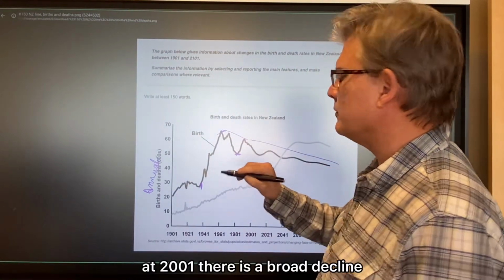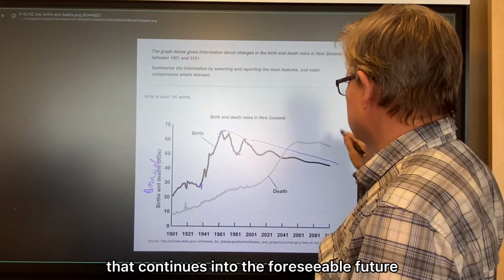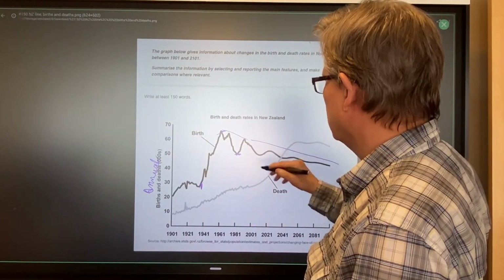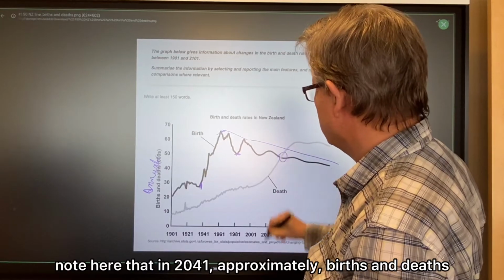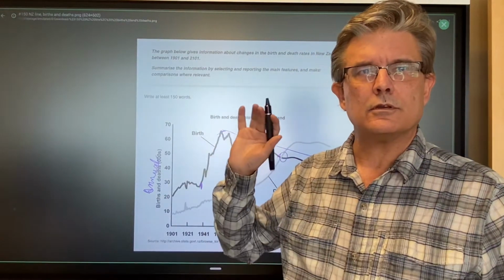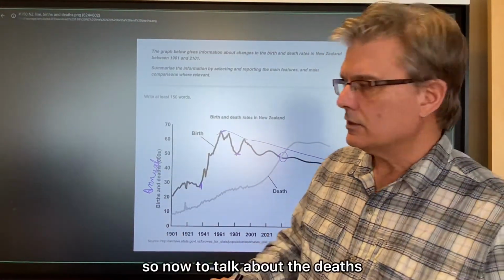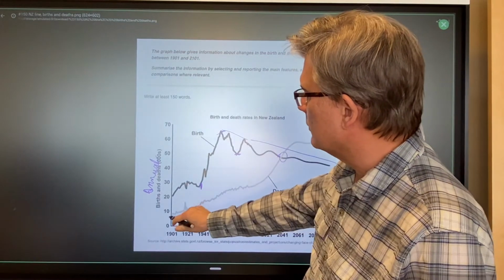At 2001, there is a broad decline that continues into the foreseeable future. Note here that in 2041, approximately, births and deaths change. Here, deaths overtake births.